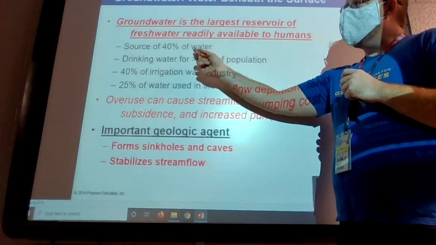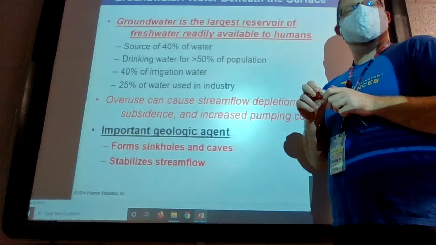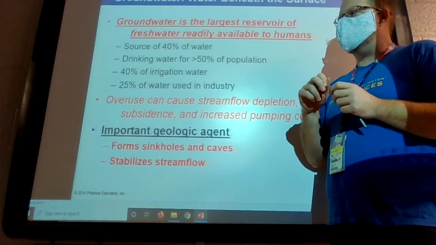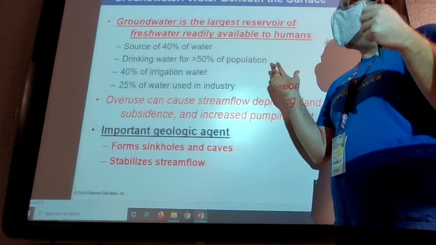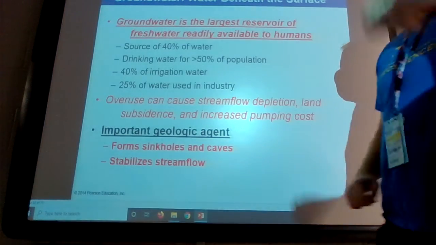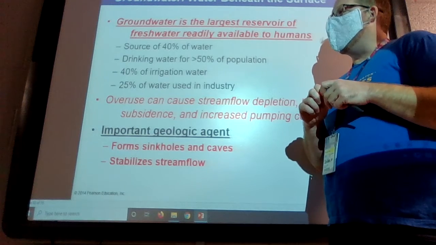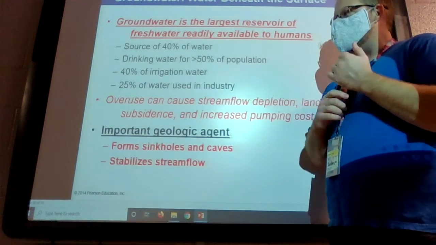So it's a source of 40% of our water that we get. In Texas, that might be a little bit lower. Texas has a lot of man-made lakes that supply a lot of our drinking water. But in general, I don't know if this is over the country or over the entire world, but it's a source of 40% of our water. Drinking water for over 50% of the population, 40% of irrigation water, and 25% of water used in industry.